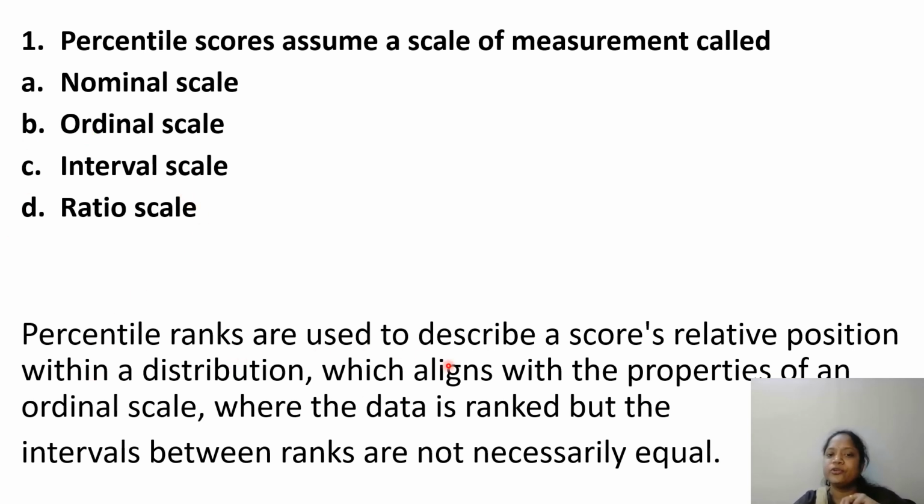So percentile ranks are used to describe a score's relative position. So if you score 83 percentile, 83% of people are behind you. Okay, so keep it in mind. That is called percentile. 83 percentile means 83% of people are behind you. Okay. So percentile ranks are used to describe a score's relative position within a distribution, which aligns with the properties of an ordinal scale, where the data is ranked but the intervals between ranks are not necessarily equal.